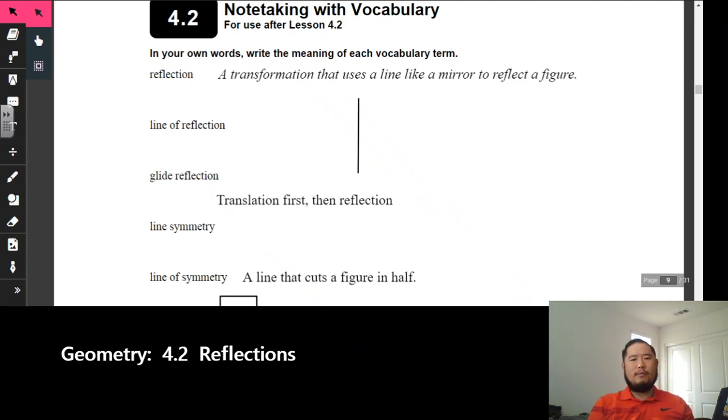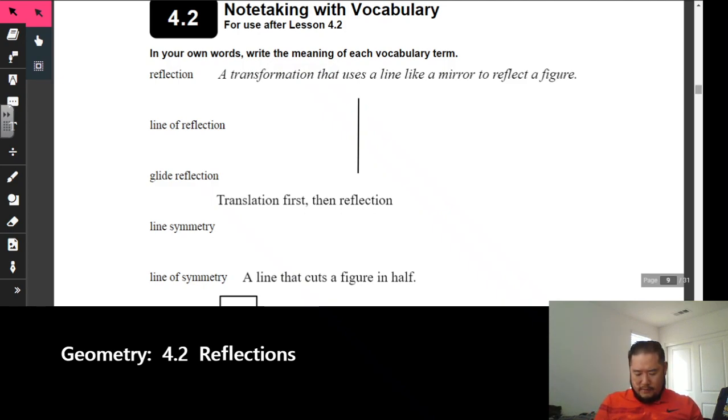Let's take a look at section 4.2, reflections. Sounds pretty easy. You should know what a reflection is. Maybe you've looked at a mirror and you saw what was on the other side. It happened to be yourself. Or at a lake, you had a tree, and then you look on the water. Hey, you see that tree again. That would be considered a reflection. Right, so our official definition is a transformation that uses a line like a mirror to reflect a figure.